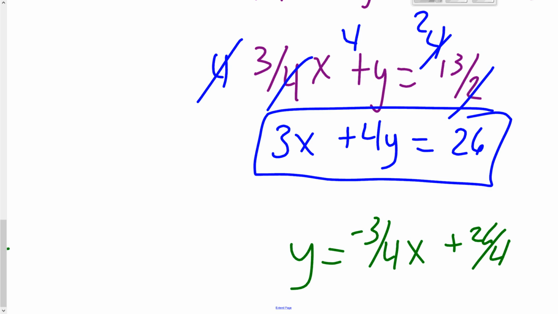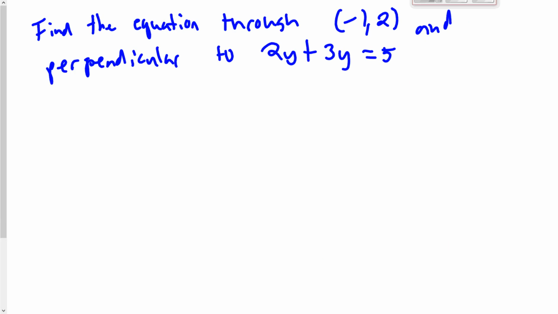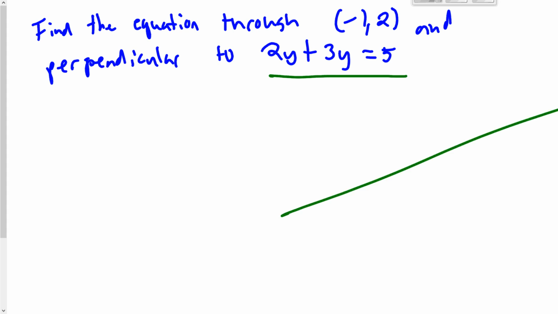Okay, now we want to write another equation through a different point, negative 1, 2, and perpendicular to this line. So here's an equation for a line, so that represents some kind of line. Okay, there it is. We have another line, but it's through this point, negative 1, 2, and it's perpendicular to the green one.